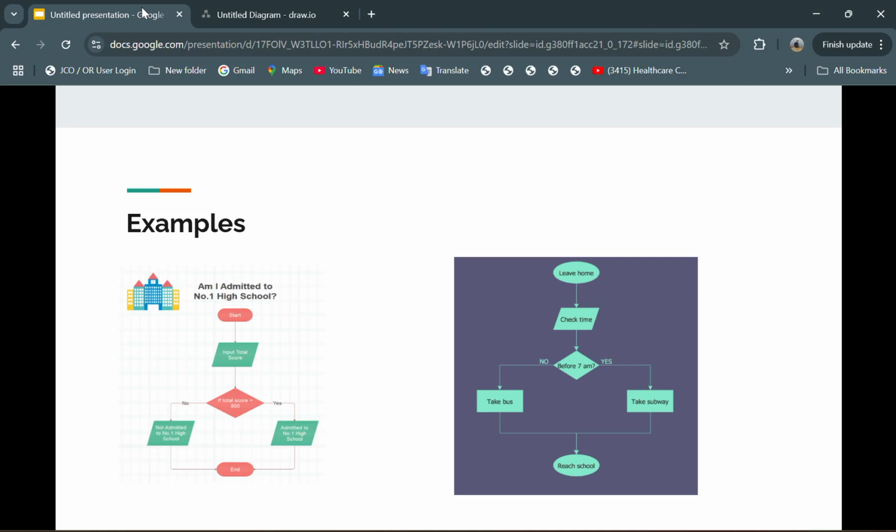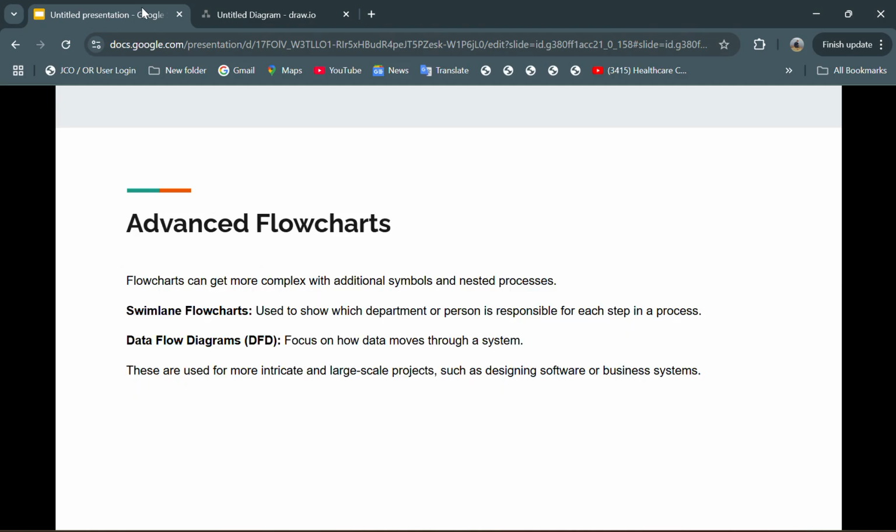multiple types of diagrams, or advanced diagrams. This is a simple flow chart I'll show you. So let's look at the advanced flow chart. Flow charts can go more complex and more adaptive.